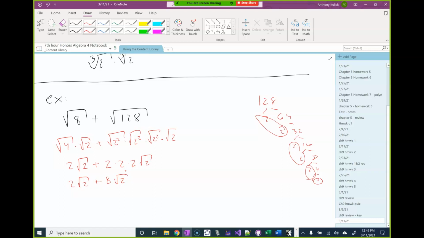And now can we add these together? Yes! We just get 10 square root 2.